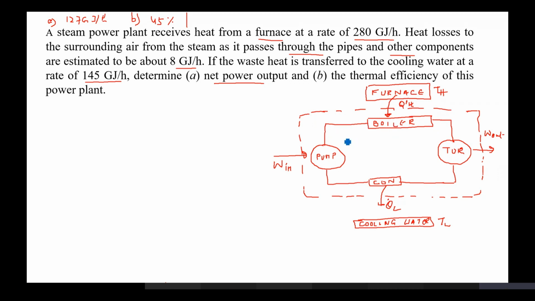So always remember the steam power plant consists of four components: pump, boiler, turbine, and condenser. It's an external combustion engine where you're receiving heat from the furnace, which is outside your system. Your system essentially comprises four components, which are within the dotted line on the diagram.